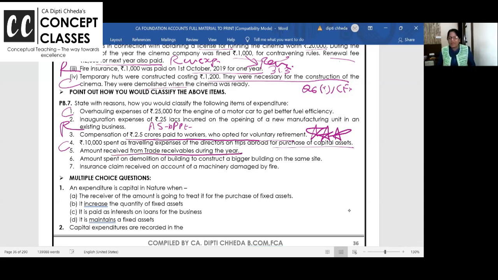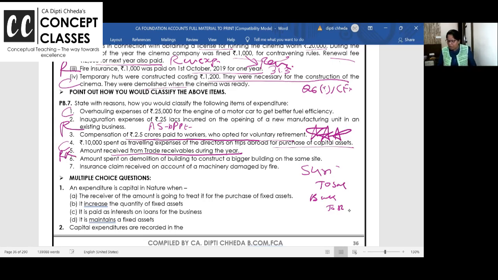Amount received from trade receivables. What do you mean by trade receivables? Your debtors, your bills receivable. Whatever amount you receive from trade receivables is your routine receipt. I have sold the goods to Shyam: Shyam to sales, Shyam is my receivable. Now bank to Shyam. So this is a routine revenue receipt. The fifth one is a routine revenue receipt.